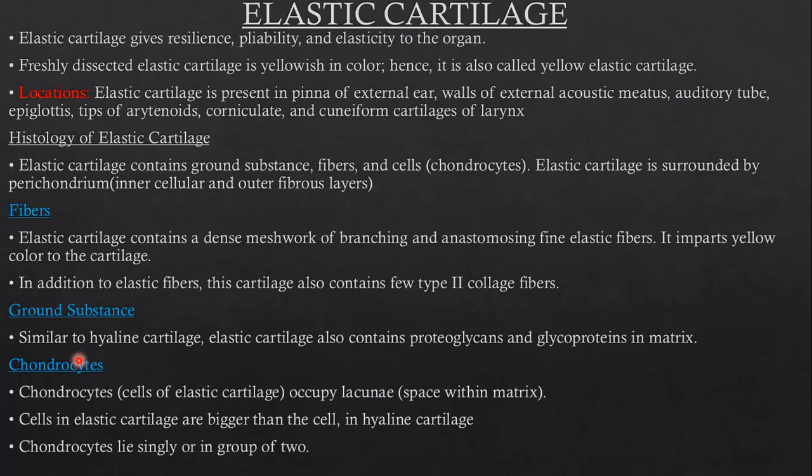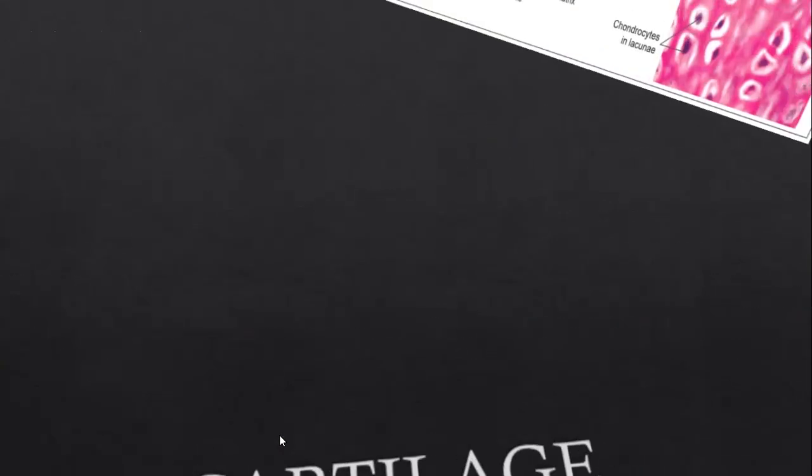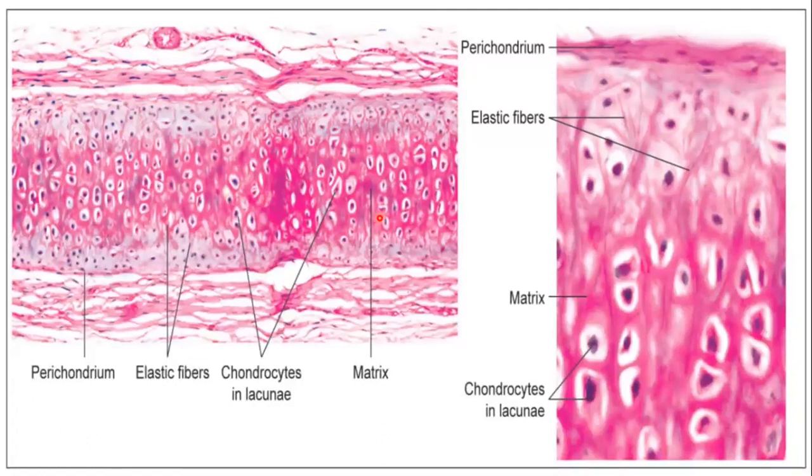Another one is that the chondrocytes usually occupy lacunae, but the lacunae are larger in elastic cartilage than in hyaline. And the chondrocytes either lie singly or in isogenous groups of 2. Here we are. You can clearly see these elastic fibers. Look at the size of this lacuna. You can see it is larger than the one of hyaline.